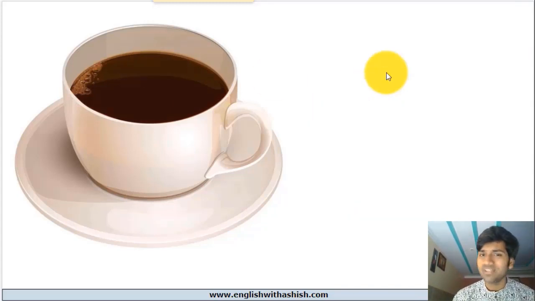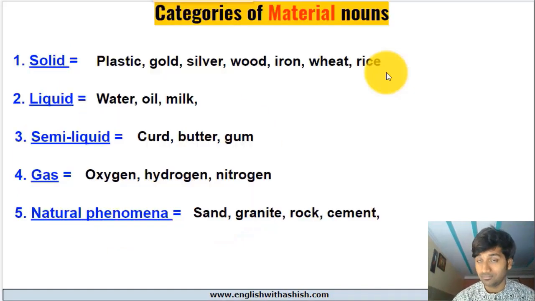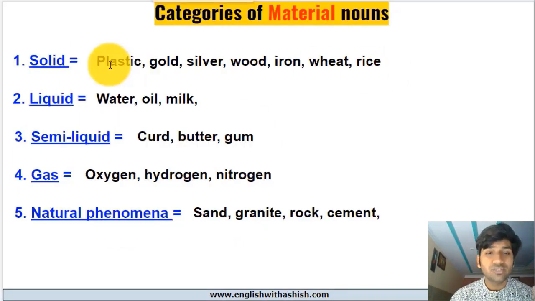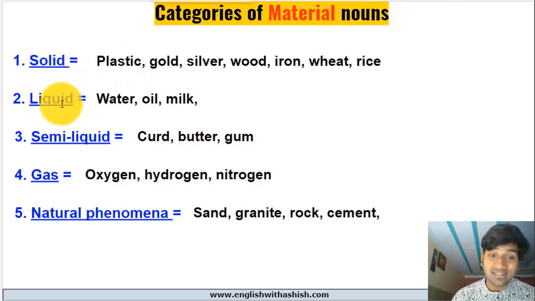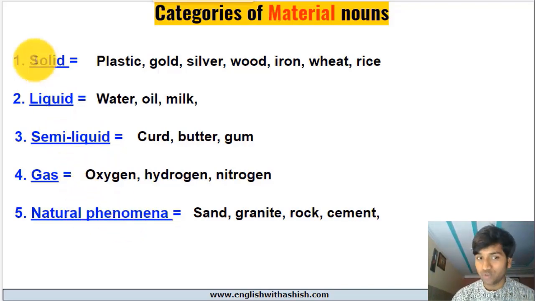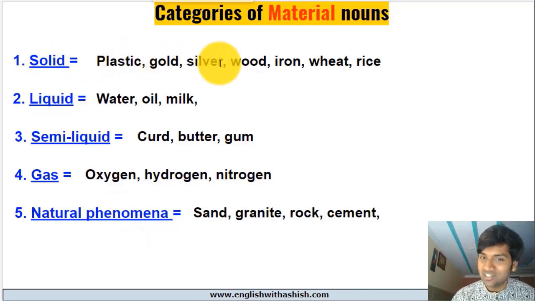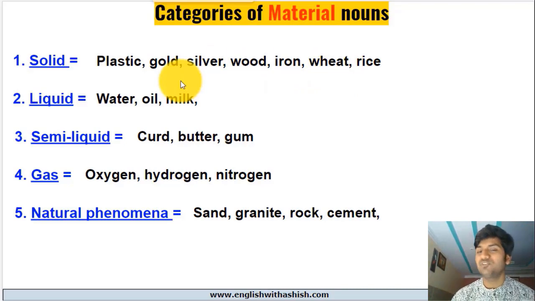Now, what are the categories that it comes from? That's very important to know. So these are solid materials that are solid, liquid materials that are liquid in form, semi-liquid, gas, and natural phenomena. So in solid materials, we have plastic, gold, silver, wood, iron, wheat, rice. So these are the names of materials that something is made of.